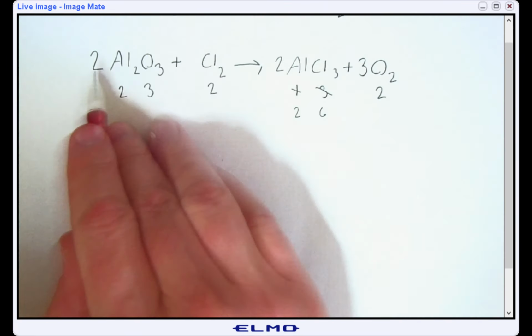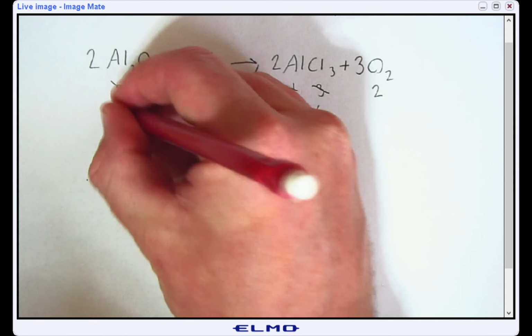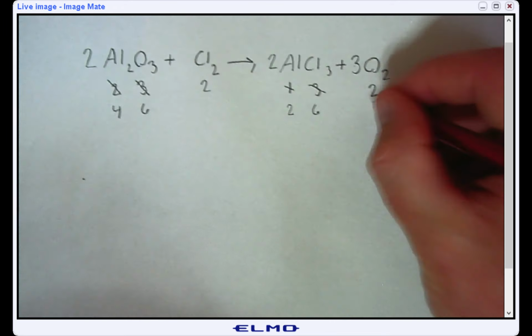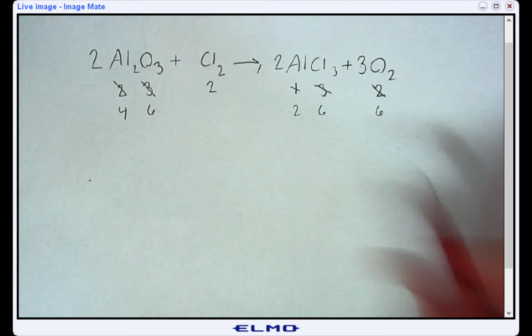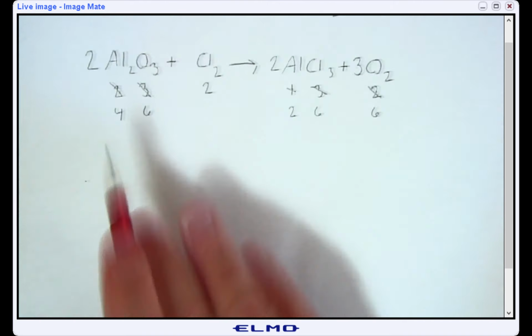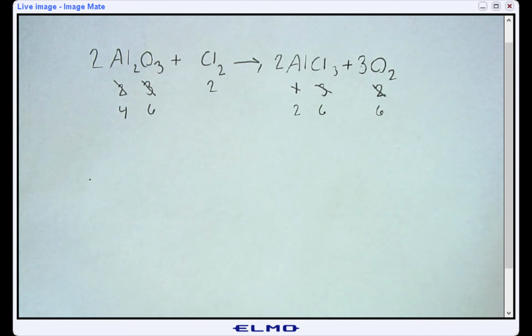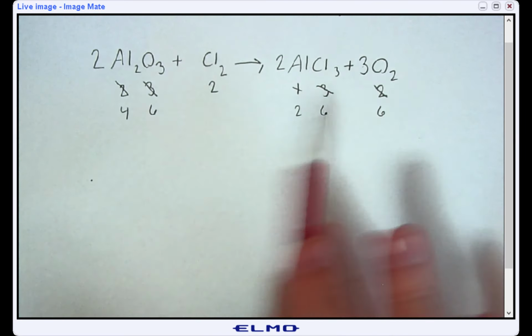Now again, because I put the coefficients out front, we have to change. 2 times 2 is 4. 2 times 3 is 6. 3 times 2 is 6. All right, so our oxygens are balanced. Let's count again. We'll have 4 aluminum, 2 aluminum. Well, crap, a second ago, they were fixed. But now, because we're balancing going back and forth, it changed.